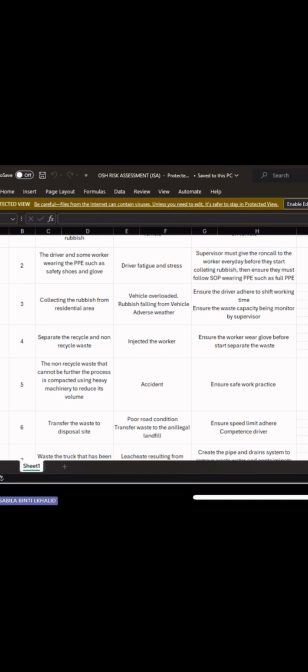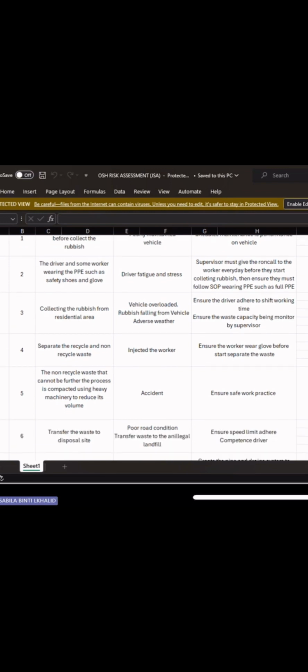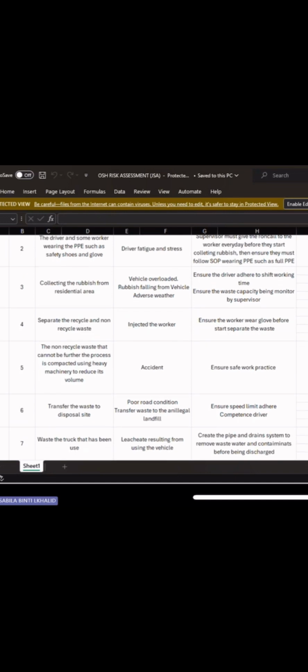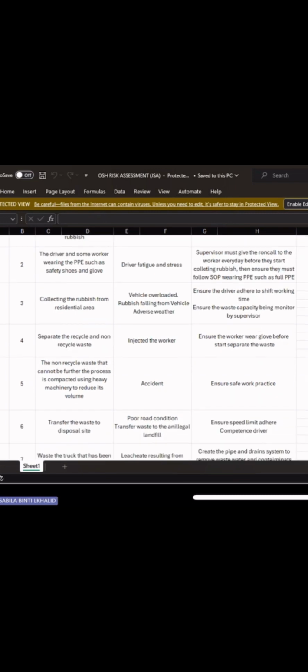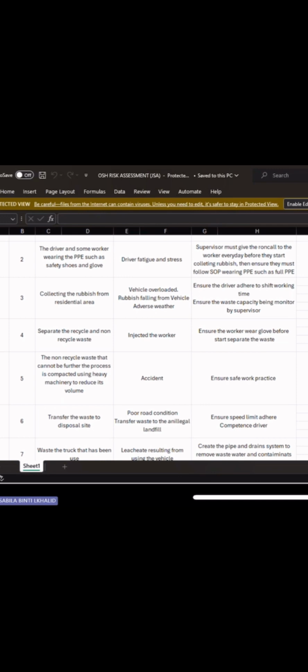Three is collecting the rubbish from the residential area. The hazards are vehicle overload, rubbish falling from the vehicle and adverse weather. For the control measure, ensure the driver adheres to shift working time, and ensure the waste capacity is monitored by the supervisor. Four is separate the recycle and non-recycle waste. The hazard is injury to the worker. So the control measure is to ensure the worker wears gloves before they start separating the waste.